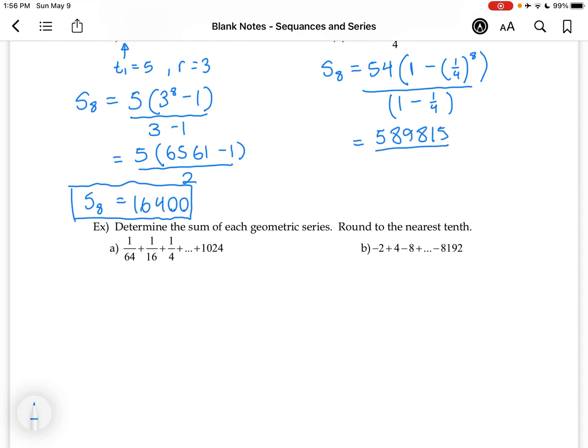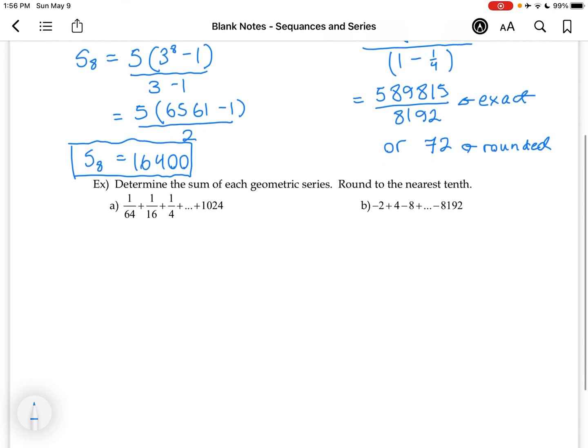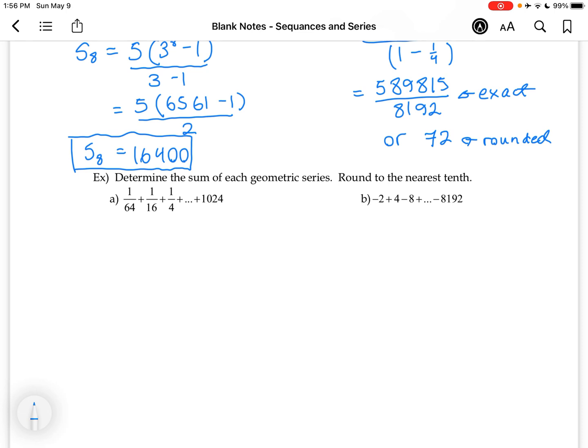589,815 over 8,192. Rounded, it is about 72. So this is rounded. This is exact. You may be asked for either. Okay, so you should have learned how to work with fractions on your calculator in previous courses. If you're not sure, then please ask, because you may be asked for an exact value. Okay. All right, let's look at a couple more examples.